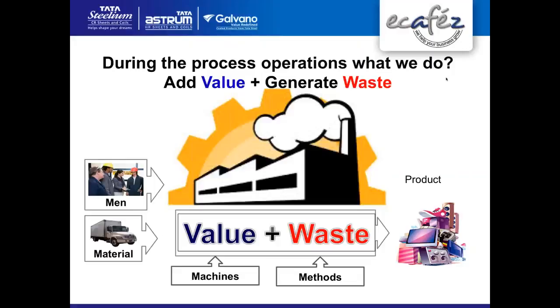During this process operation, there are two main things being done by the man and machine. Either they are adding value to the working process or generating waste. The value and the waste, these two things are being generated in the process. So this was realized and seen by the third eye of Taiichi Ohno. He realized that we have to focus on two things, either value-adding activities or waste-generating activities.